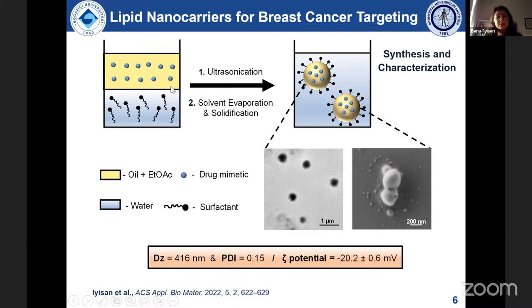The formulation takes some time. You dissolve the lipids and oils and the solvents that you need to dissolve these lipid structures, and also dissolve your stabilizer in water and emulsify them. We also use ultrasonication to decrease the droplets to the nanostructure size. Then, of course, we do some purification to remove the excess drugs and so on. Finally, we obtain these nanocarriers made of wax lipids.